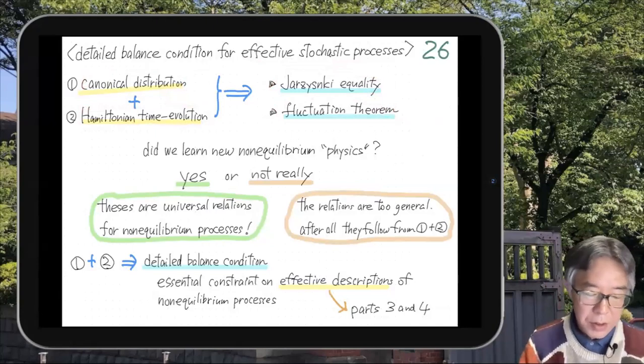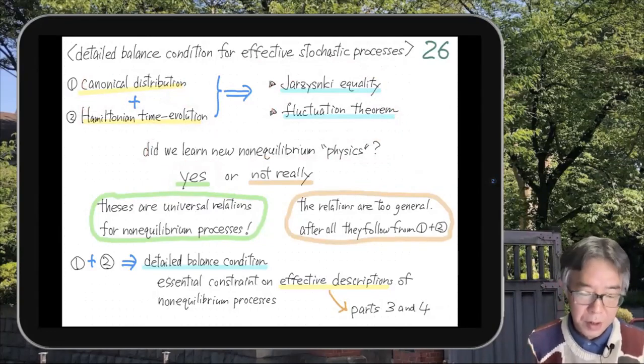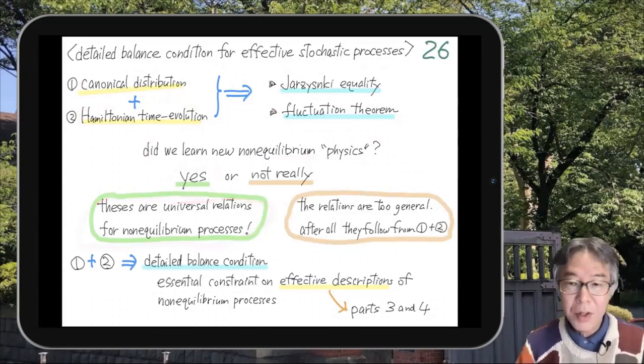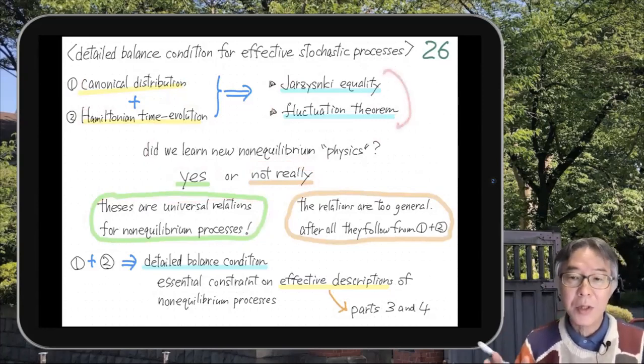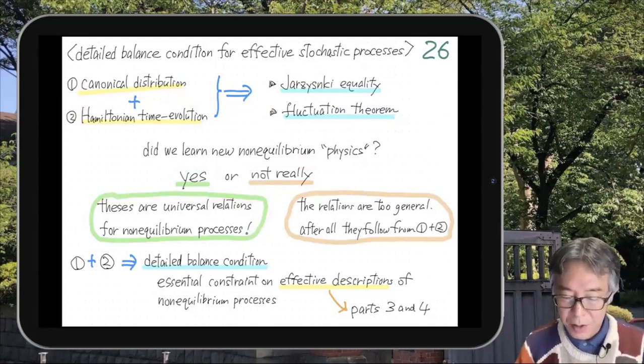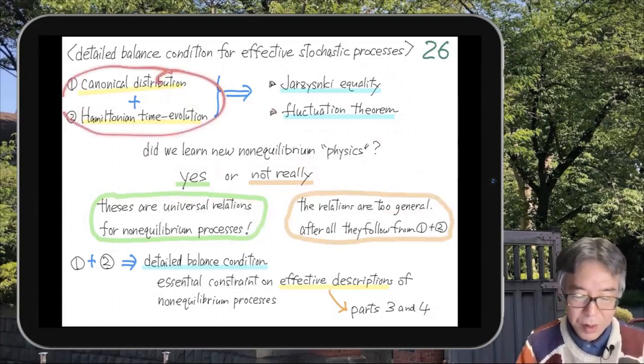Then we can ask, did we learn new non-equilibrium physics from this consideration? And of course, you can answer yes. These are universal, beautiful new relations for non-equilibrium processes. That's right. But you can be a bit skeptical and answer, well, not really, because these relations, especially in the setting that we discussed, are very, very general. They are too general and they hold almost all the time. And after all, if you examine, they follow from these two.